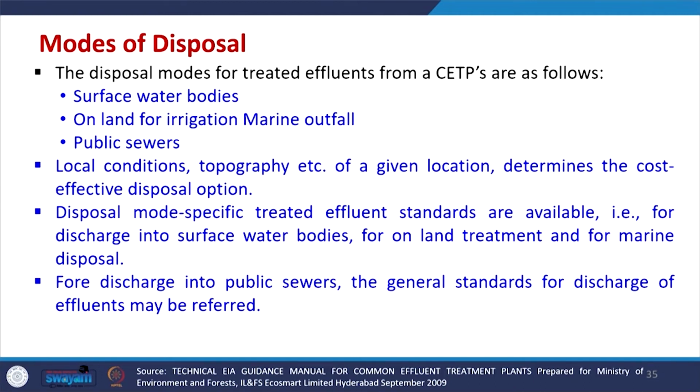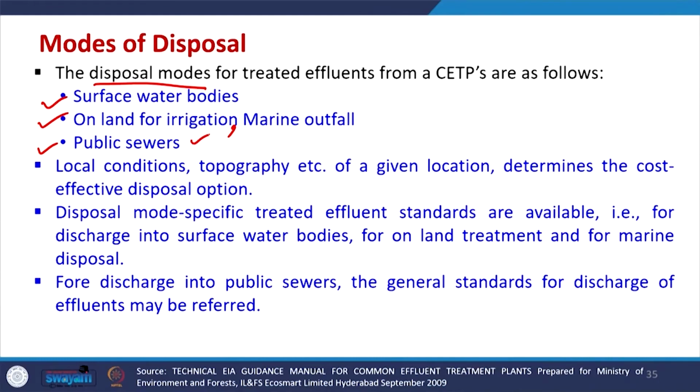Now, there are different strategies which can be adopted for disposal of the treated effluents from a CETP or from any industrial wastewater treatment unit. The disposal modes could be surface water bodies, on land for irrigation, marine outflow, or to the public sewers. Any of these strategies are possible. Some of the industries are allowed to use irrigation, like for the sugar industry, on land irrigation is allowed. Marine outflow is also common for industries in the coastal belt.